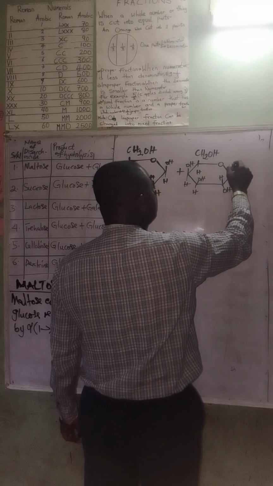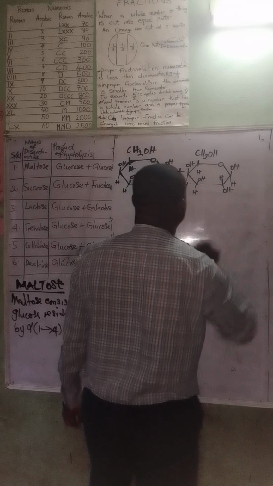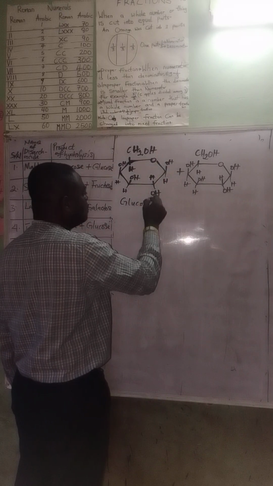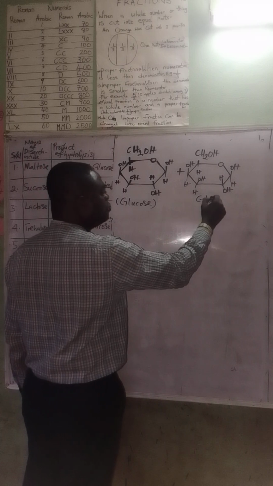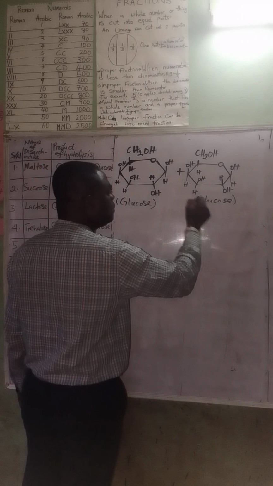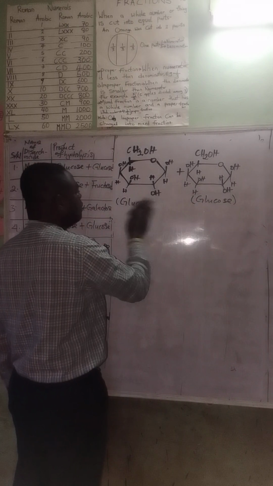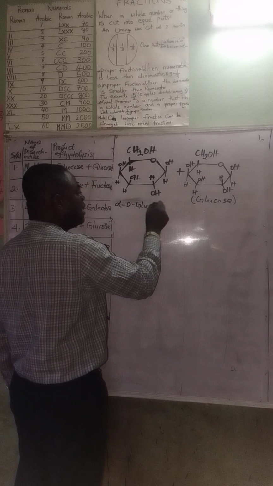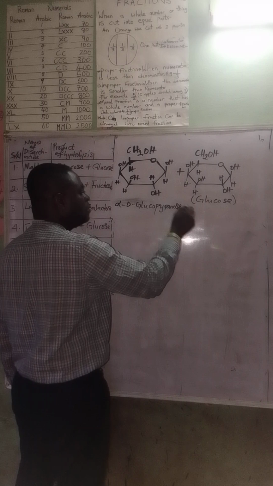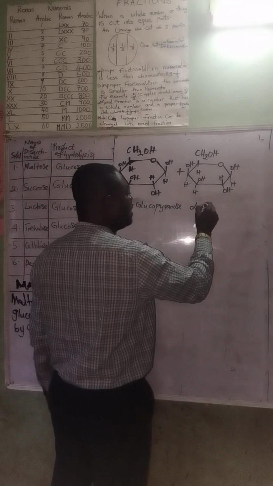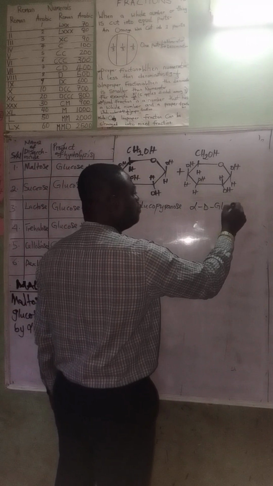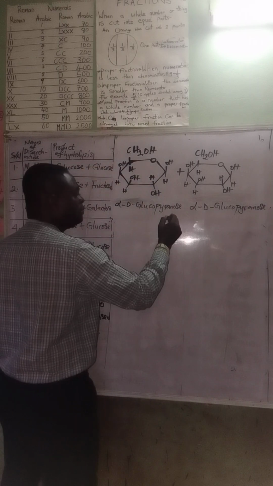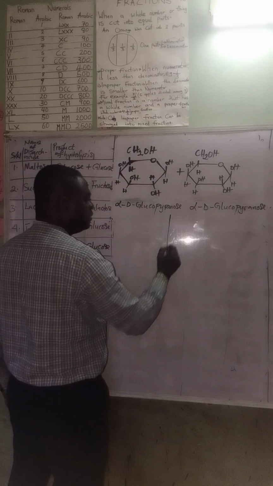Then we have OH and H. Look at these two. This is glucose. This is another glucose, which you can also call alpha D glucopyranose. Why this one is also what? Alpha D glucopyranose. Now, let's see what happened here.